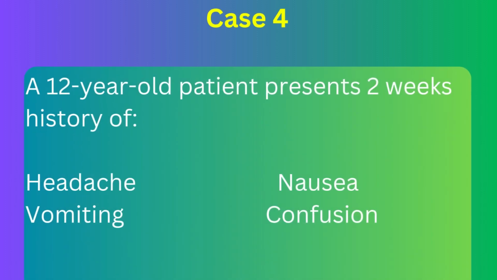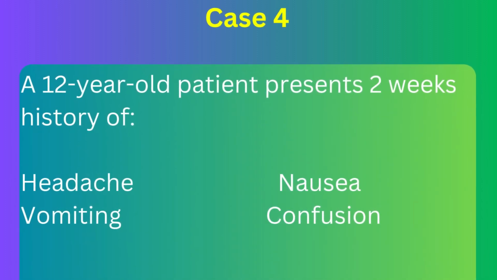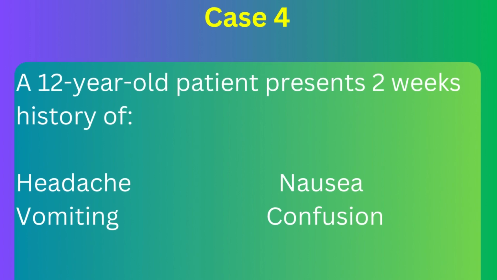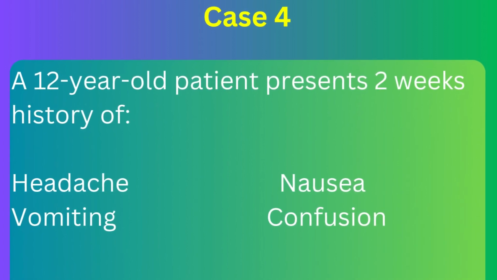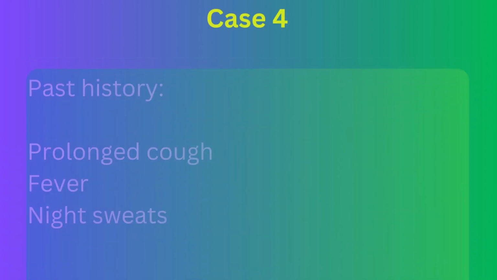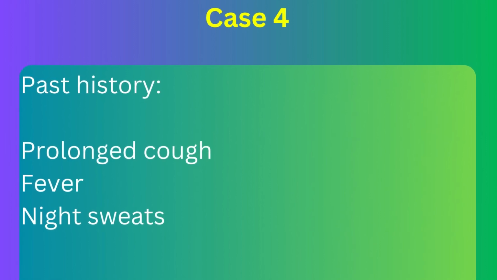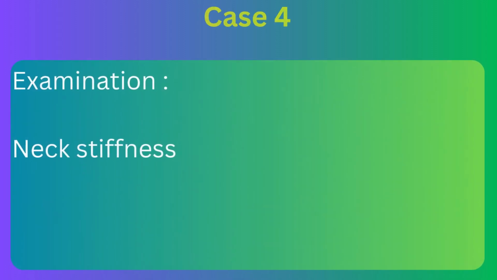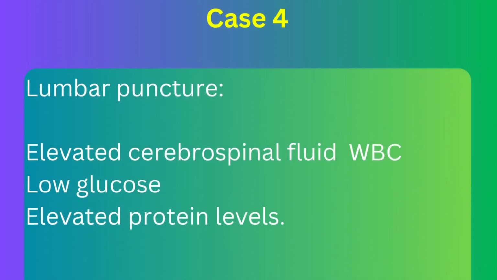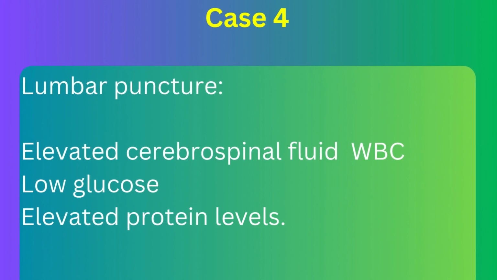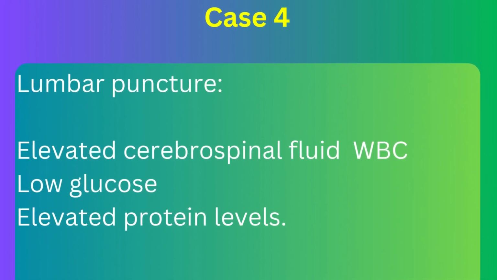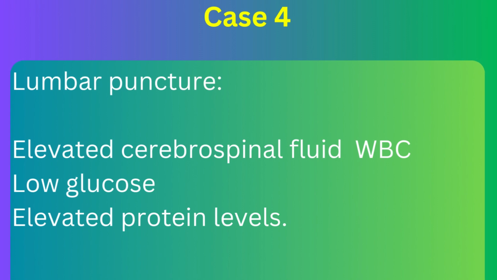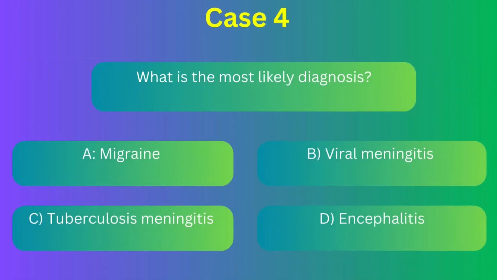Case 4. A 12-year-old patient presents with 2 weeks history of headache, nausea, vomiting, and confusion. He has a history of prolonged cough associated with fever, night sweats. Examination revealed neck stiffness. Lumbar puncture shows an elevated cerebrospinal fluid white cell count, low glucose, and elevated protein levels. What is the most likely diagnosis?